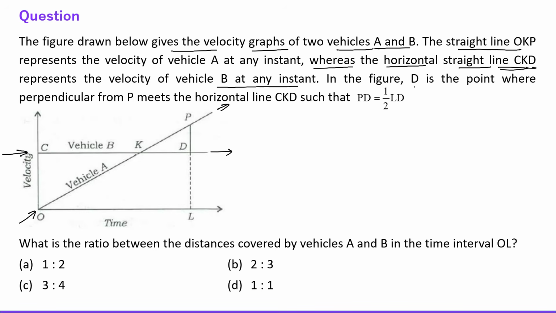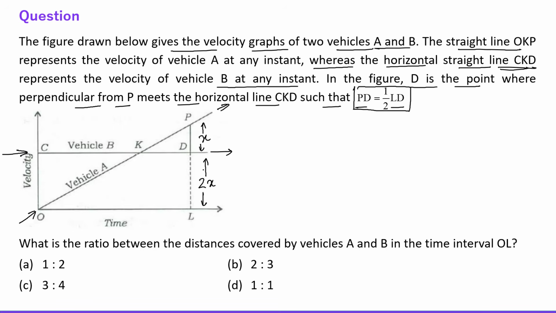In the figure, D is the point where the perpendicular from P meets the horizontal line CKD such that PD is equal to half of LD. Alright, so just assume PD as X. So LD will be 2X, because the question is saying PD is equal to half of LD, or you can say LD is equal to twice PD. So if PD is X, then LD will be 2X. We have just assumed that from our side.